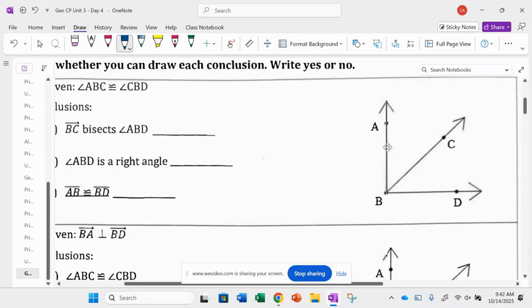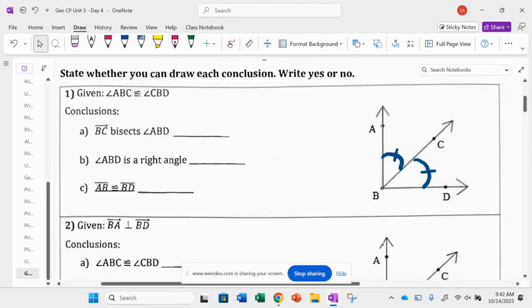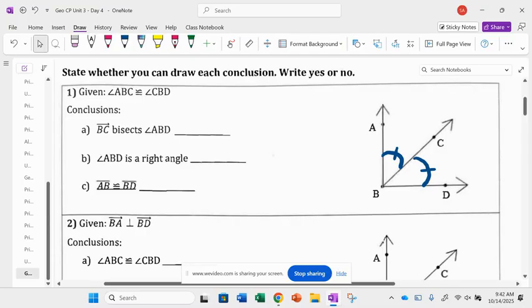Angle ABC, remember we mark an angle with a little loop like that. So angle ABC is congruent to angle CBD. I'm going to stagger this so they're not looking attached and put a loop like that. So in this problem, this is the only thing we know to be true, that these two angles, based on the given information, are congruent. So then we're going to say, okay, can we state these next things?